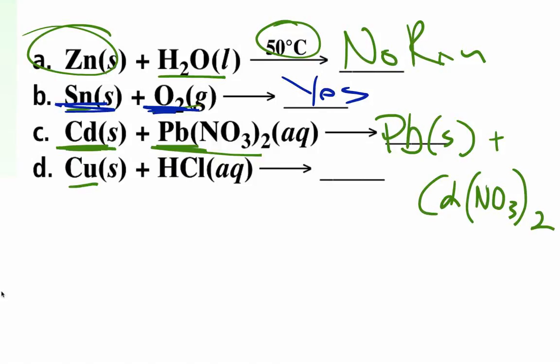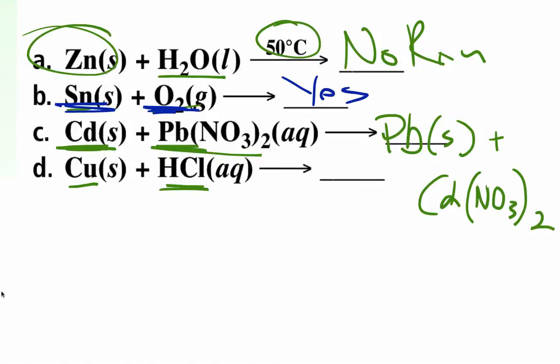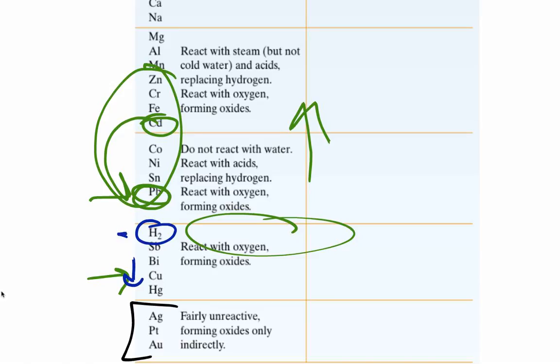Last one here, copper with acid. Is this going to be a reaction? Again, most of our metals will react with hydrochloric acid. Notice hydrogen is right here, though. Copper is below it. Copper is one of our less reactive metals, so copper actually is not going to react with our hydrochloric acid. This is going to be no reaction. Most do. Copper, fairly low down the chart, below hydrogen on the chart, so it doesn't react with acids.